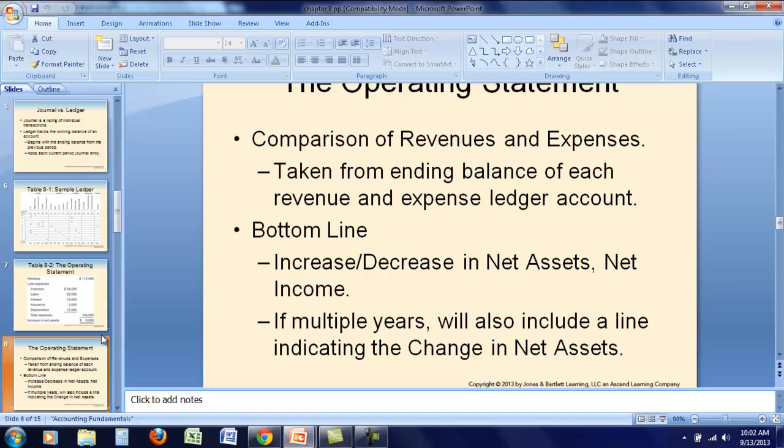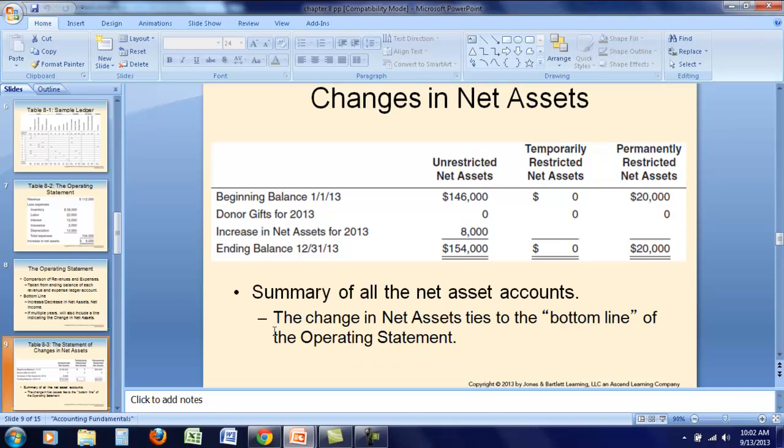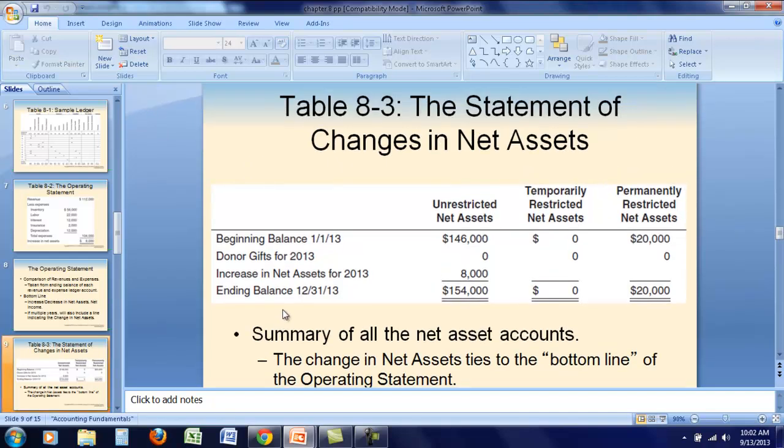So let's take a look at the statement of changes in net assets. So what this really is, it reconciles your net assets. It reconciles your equity. So remember, we talked about how you have a beginning balance and you have an increase. So the increase of the 8,000 in table 8.3 is actually the increase from the operating statement. So this ending balance at 12/31/13, the $154,000, will show up on your balance sheet.